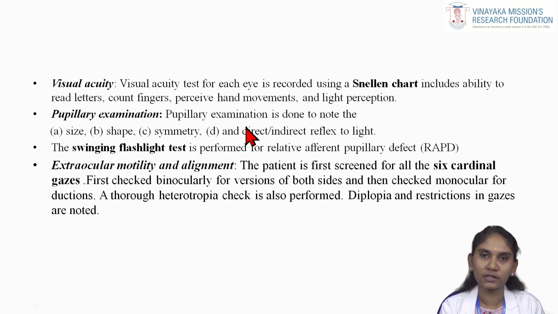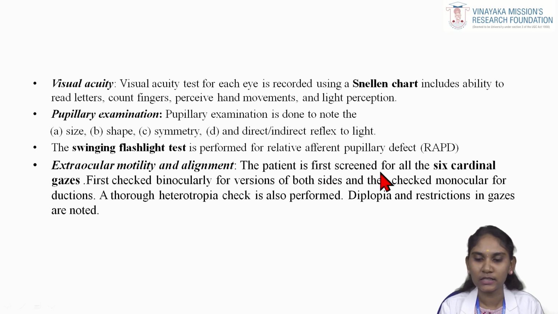The pupillary examination is done to note the size, shape, symmetry and direct and indirect reflex to light. Third, the swinging flashlight test is performed for relative afferent pupillary defect. Now, the fourth is the extraocular motility and the alignment.